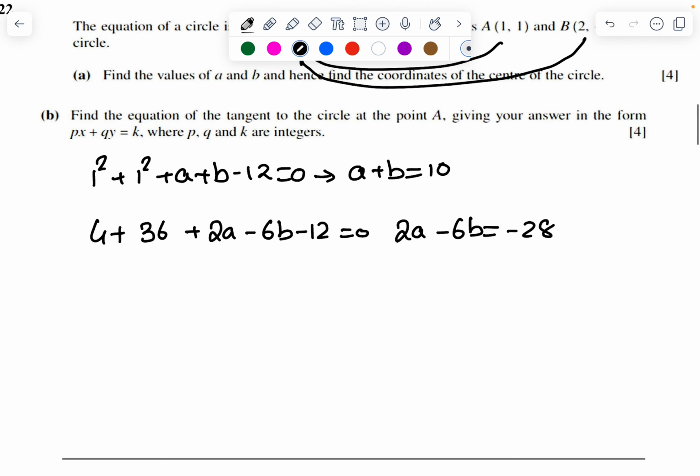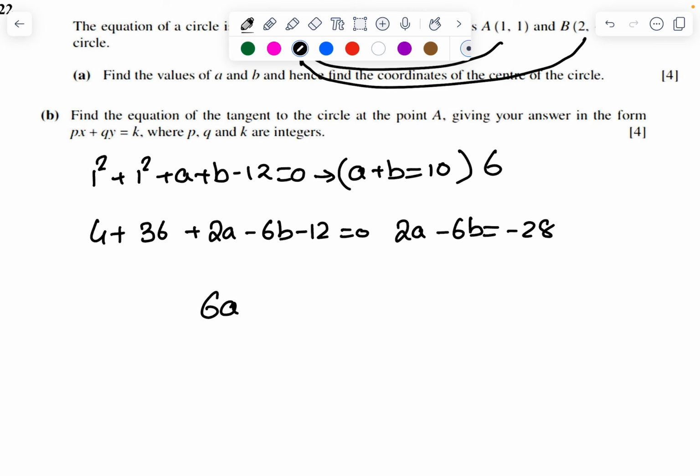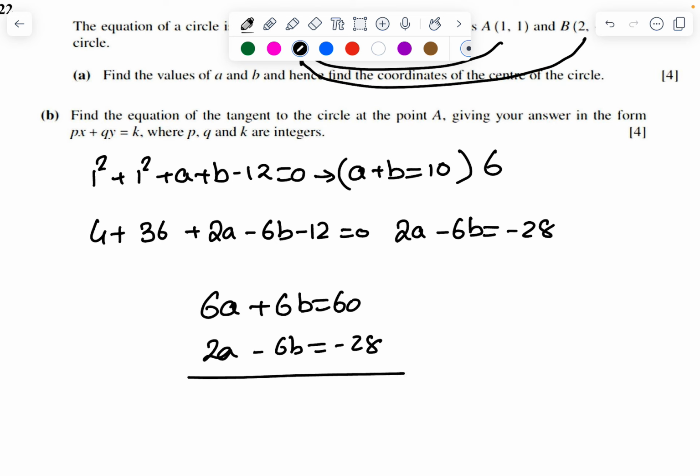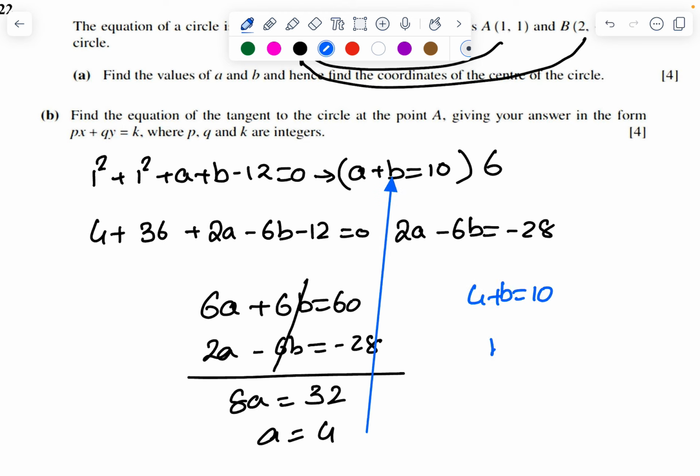We need to do the simultaneous equations for these both. So multiply the first equation with 6. 6a plus 6b equals to 60. 2a minus 6b equals to negative 28. Add both. 8a equals to 32. A equals to 4. Plug in a equals to 4 in the first equation. So you should be able to get 4 plus b equals to 10, b equals to 6.